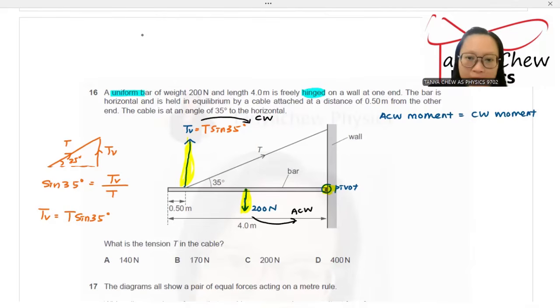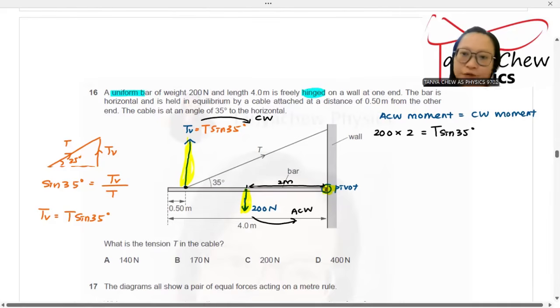Right, anti-clockwise: this is 200, force multiplied by perpendicular distance. The perpendicular distance must be 2 meters. Remember what I said just now? Because the bar is uniform, the weight has to act at exactly the center of the bar, which is 2. And T sine 35. Where is the perpendicular distance? The perpendicular distance is not 4, because this is 0.5 meter. It adds here. You take 4 meters minus 0.5 meters, so the perpendicular distance is 3.5 meters. Don't make careless mistakes, remember.